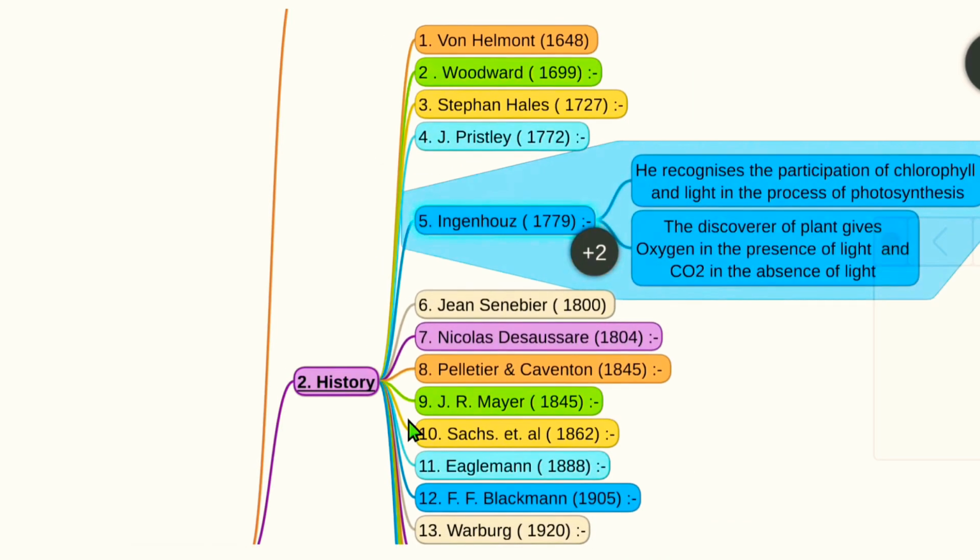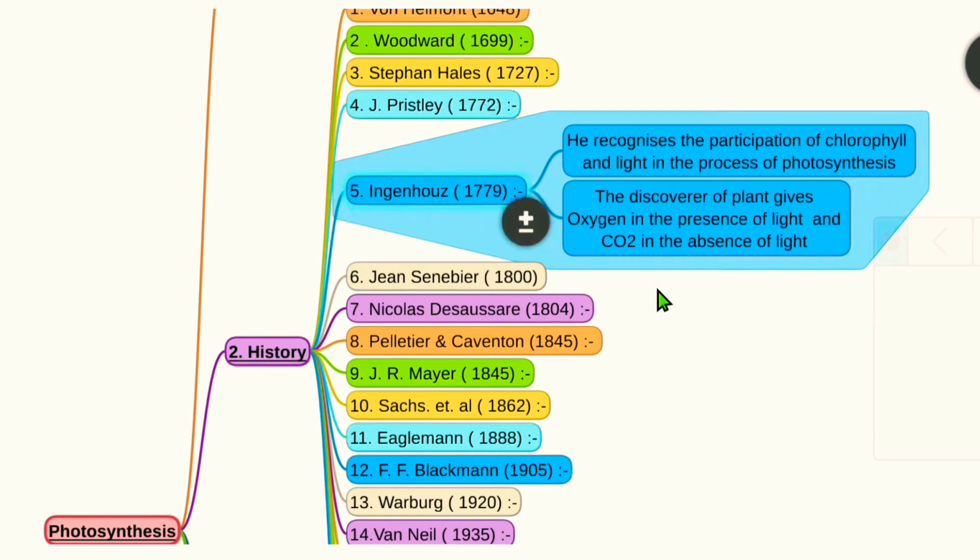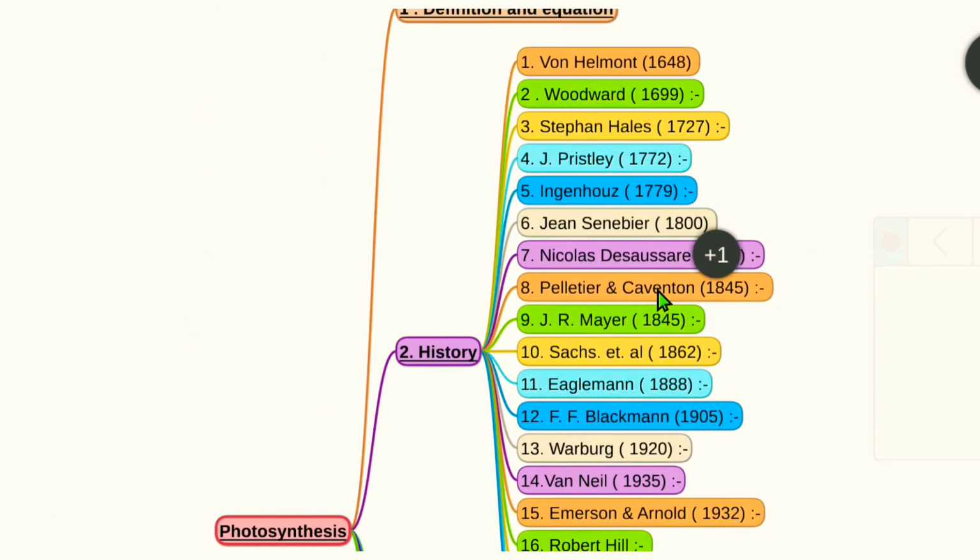Next one is Ingenhousz. In 1779, he recognized the participation of chlorophyll and light in the process of photosynthesis. Also, he discovered that the plant gives oxygen in the presence of light and CO2 in the absence of light. The next, Jean Senebier.